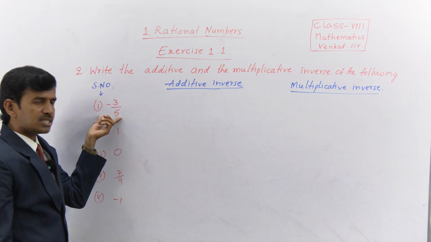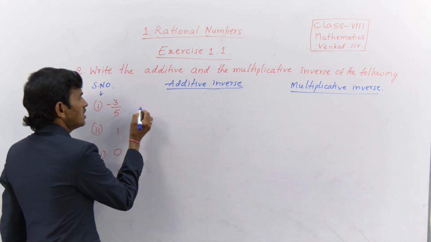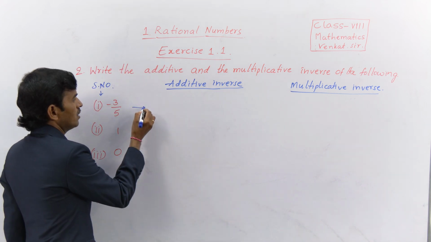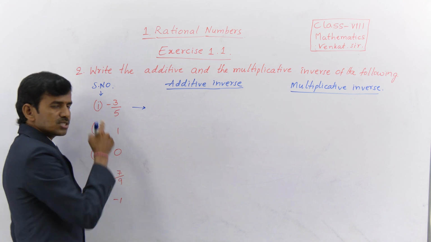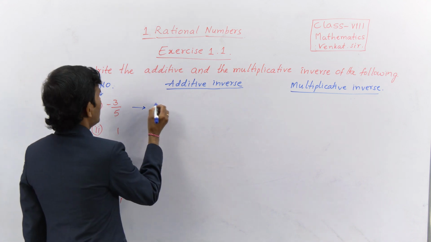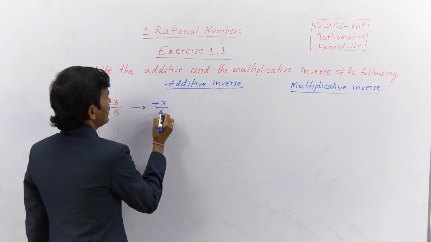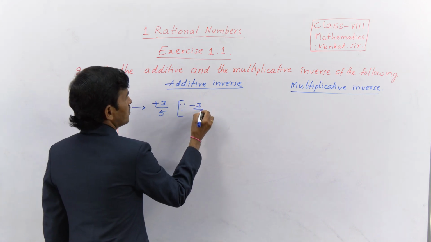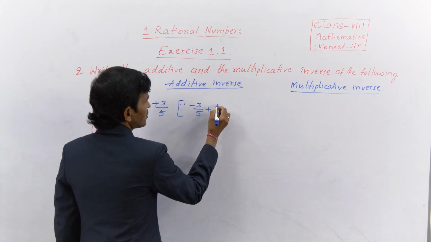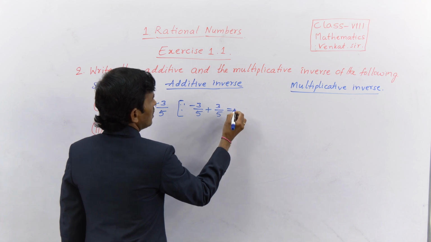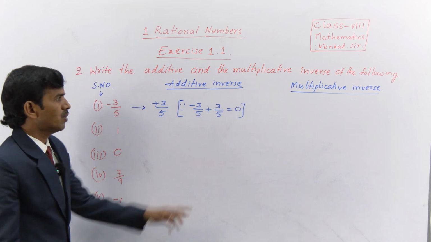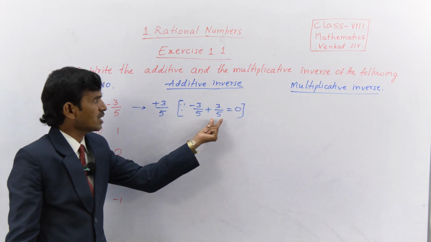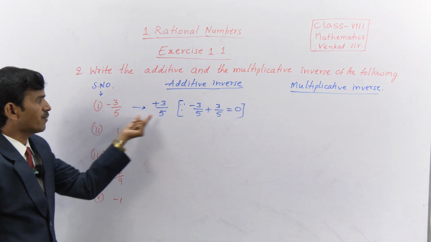The first one, if you consider minus 3 by 5, what is its additive inverse? Here minus 3 by 5 is there, so we should consider 3 by 5 as its additive inverse. The reason is, if we add minus 3 by 5 plus 3 by 5, it gives us what? 0, the additive identity. When we get this, each of these numbers is said to be the additive inverse of each other.